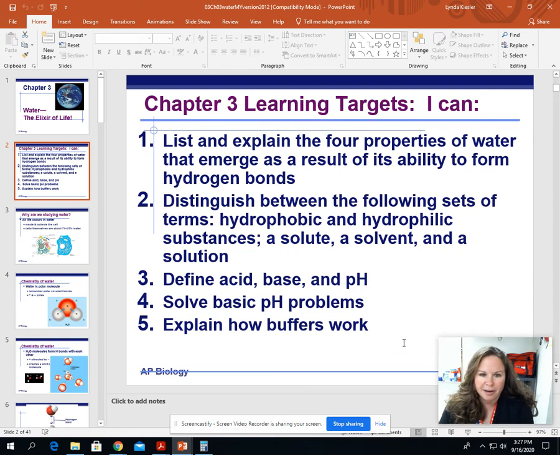Here are our learning targets. We should be able to list and explain the 4 properties of water that emerge as a result of its ability to form hydrogen bonds. Distinguish between the following sets of terms: hydrophobic and hydrophilic substances, a solute, a solvent, and a solution. Define acid, base, and pH. We're going to back off on solving most pH problems for now, and then explain how buffers work.